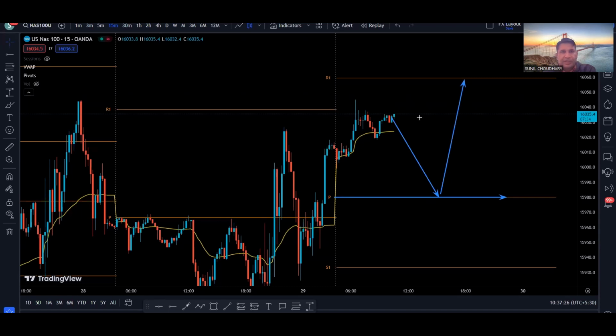So that's it, guys. This was the analysis for today on gold, GJ, and NAS100, for the intraday and the scalping setups for today.